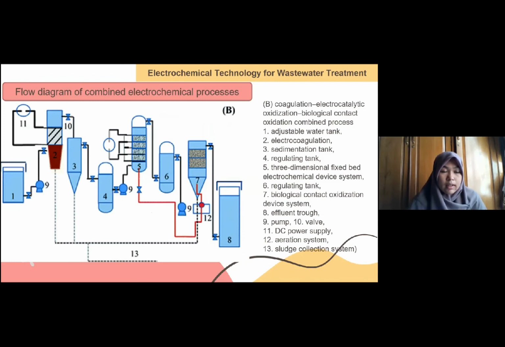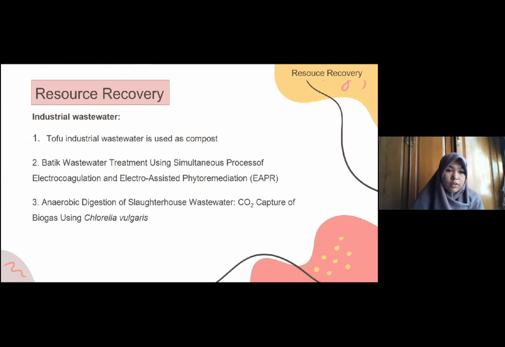Next. In the second flow diagram, there are three processes combined with the electrochemical process. It is coagulation, electrocatalytic oxidation, and biological contact oxidation combined process. This process is usually used to treat wastewater that contains metal and some toxic and hazardous chemical substances. Next, and the last, is resource recovery.